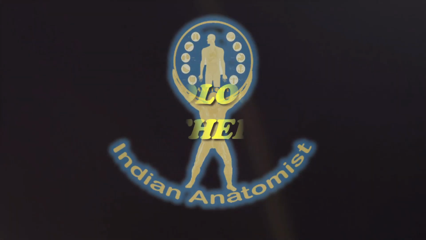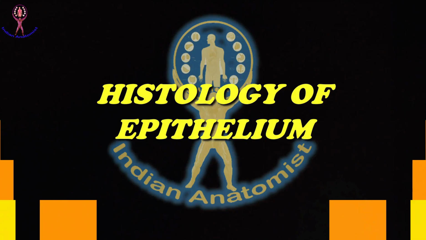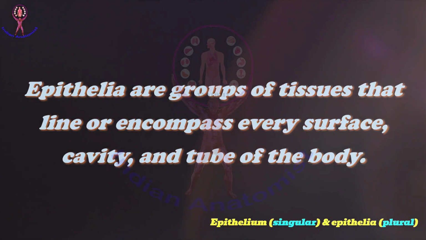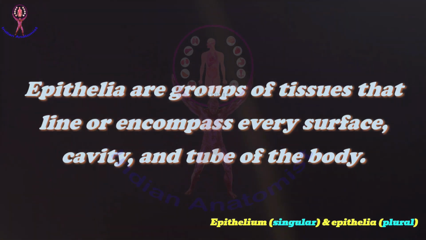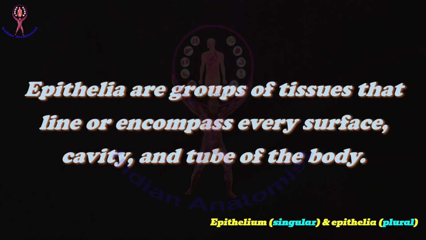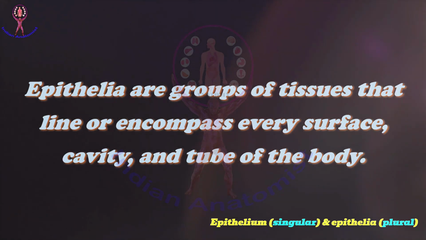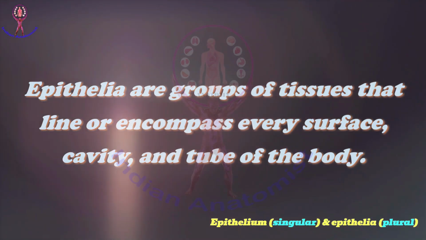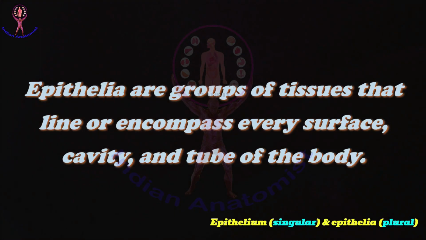Today, I am going to discuss the histology of epithelium. What is epithelium? Epithelia, or epithelium, are groups of tissues that line or encompass every surface, cavity, and tube of the body. As we all know, the epithelium is one of the primary tissues found in our body, and the rest of the three tissues are connective tissue, muscular tissue, and nervous tissue.